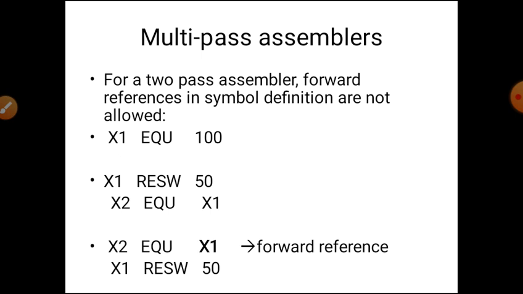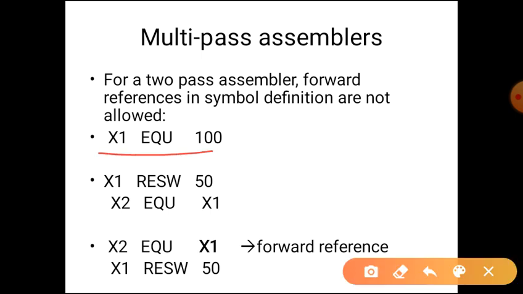Before discussing multipass, let me consider a few example statements. Consider this statement, which we call a symbol defining statement, that we have discussed in the previous video. The meaning of this statement is that x1 is a symbol whose value should be equated to 100. That is what it means. No memory space is allocated for x1. It will only be entered into the symbol table, with a value 100, but no memory space.